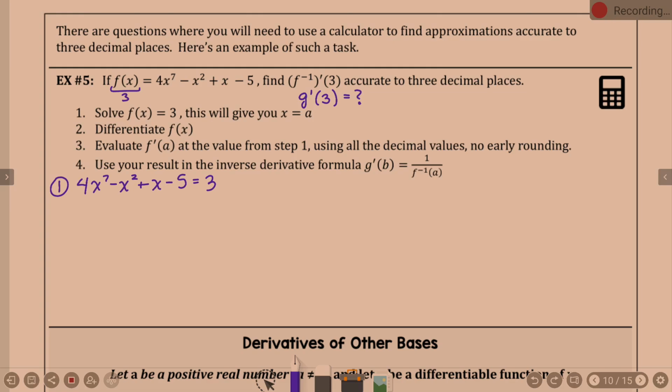Let's make a graph. I'm going to graph the left side, graph the right side, and see where they equal. As in, I'm going to graph y equals 4x to the 7th minus x squared plus x minus 5, and y equals 3. I'm going to do a zoom 6, because who knows what I graphed last on my calculator. What do we want to know? Where they meet. It's not x equals 1, though.